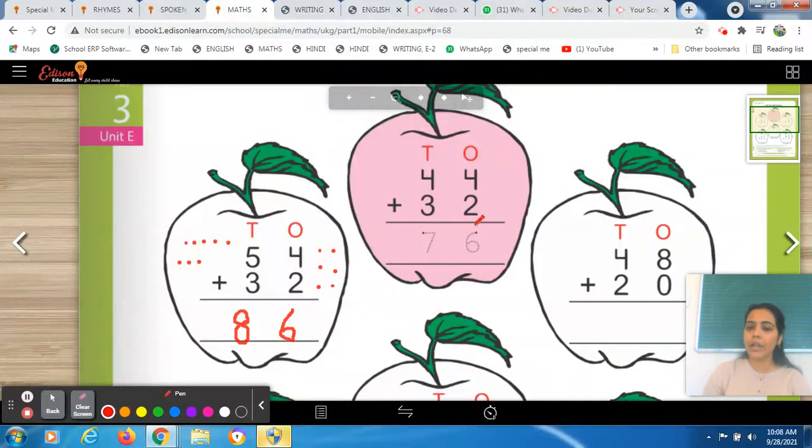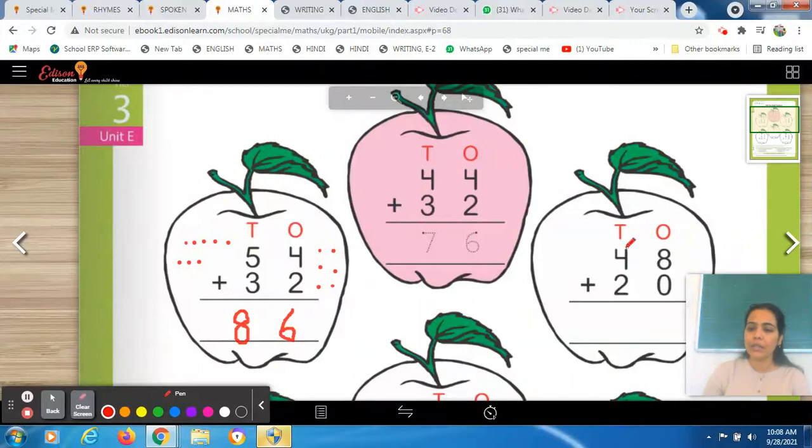This is already done, so you just have to trace it. Okay, and in the same way you also have to color the apples with red color. With a red color crayon you have to color it. But make sure that your color does not come outside the image. Okay, now come to the next sum.